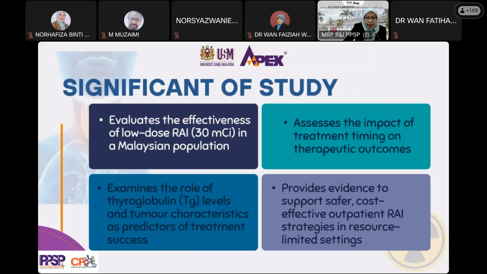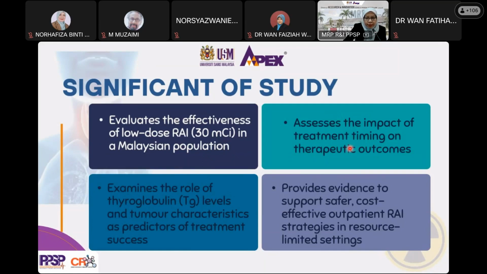So our study evaluates the effectiveness of low-dose RI in the Malaysian population. It also examines the role of TG levels, tumor characteristics, and the impact of treatment timing that will influence the outcome of the RI treatment.